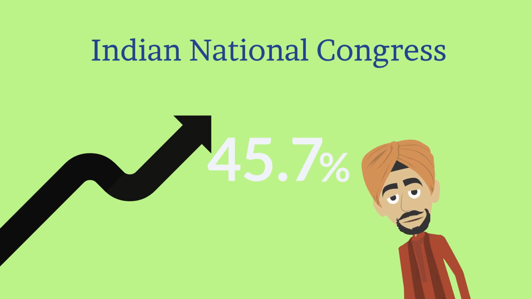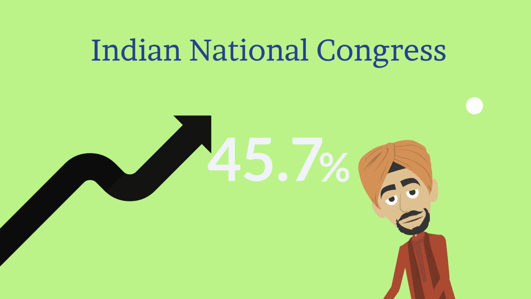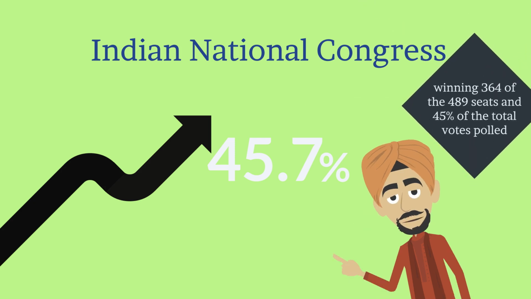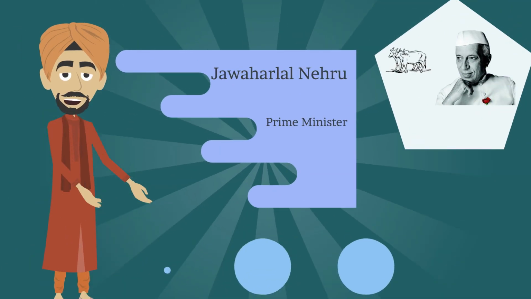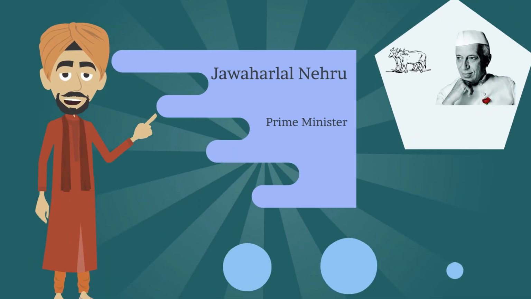The Indian National Congress (INC) won a landslide victory, winning 364 out of the 489 seats and 45% of the total votes polled. This was over 4 times as many votes as the second largest party. Pandit Jawaharlal Nehru became the first democratically elected Prime Minister of a country.